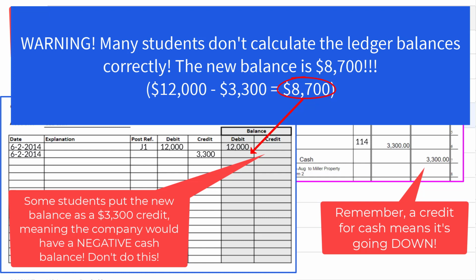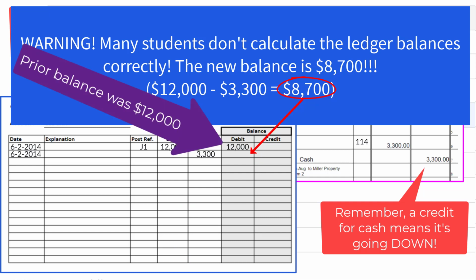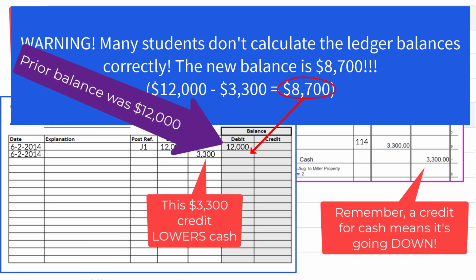For cash, the debit is a plus. So if you put a balance on the credit side, you're saying they have negative cash. That's not true. So to calculate this balance, we notice that they had a $12,000 balance on the row above. So this credit is lowering cash. So we're going to have to take $12,000 and subtract $3,300.